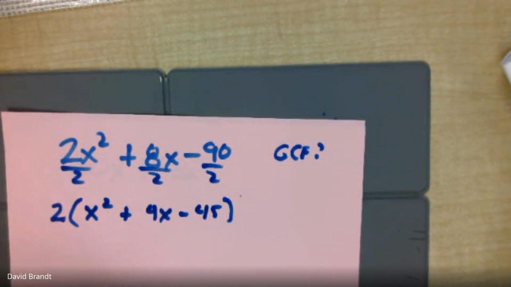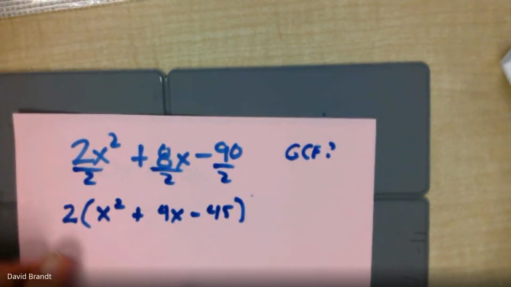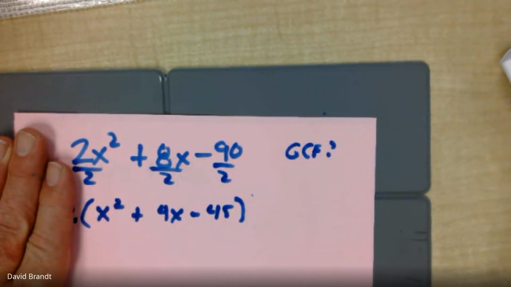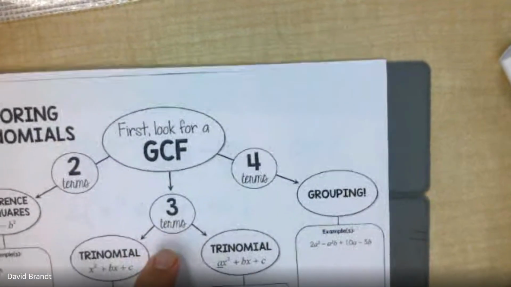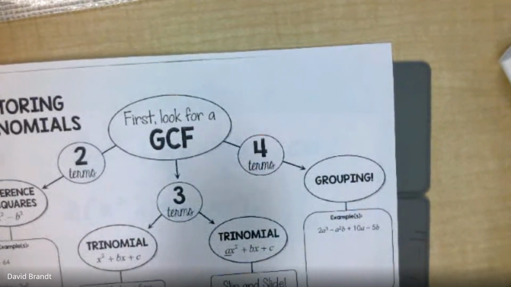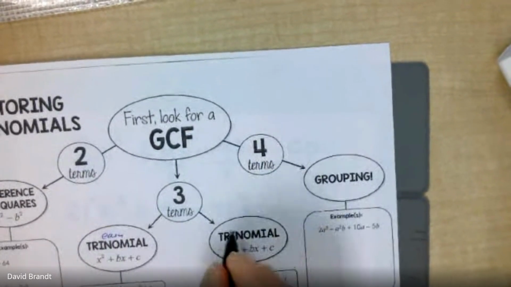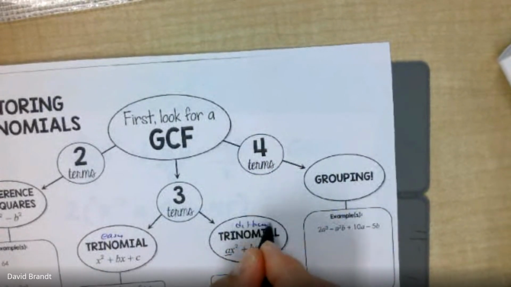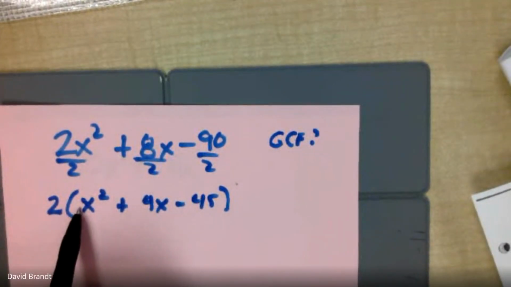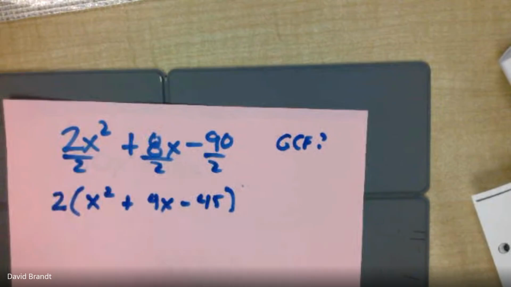Now what you need to do is pretend like that 2 is not even there, cover up the 2 and look at this. What kind of factoring is that? Well, look at your sheet. How many terms do you have? It's 3 terms. Is it an easy trinomial? This is the easy trinomial. Or is it a difficult trinomial? All right, this one's an easy one. Why? Because it doesn't have a number in front anymore. That 2 is not really in front anymore.